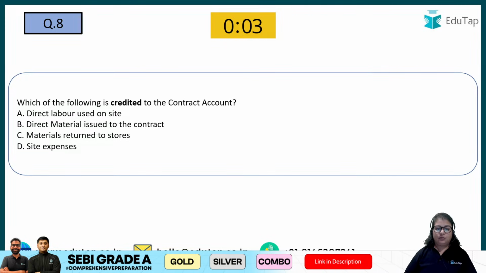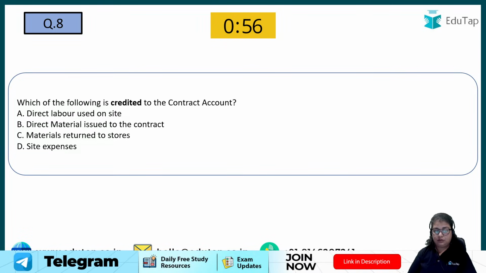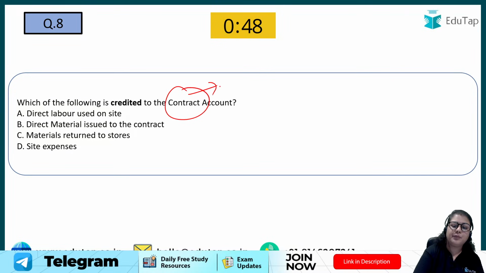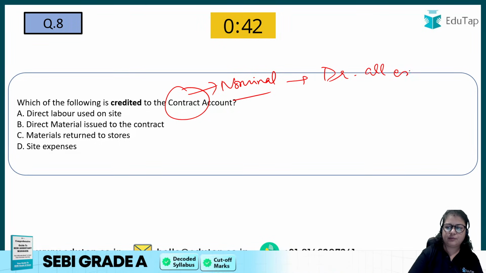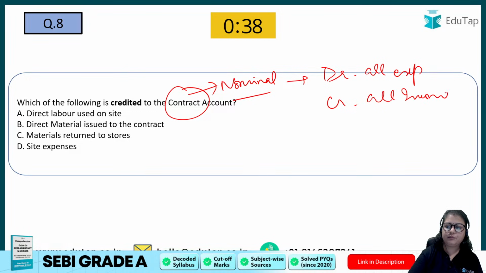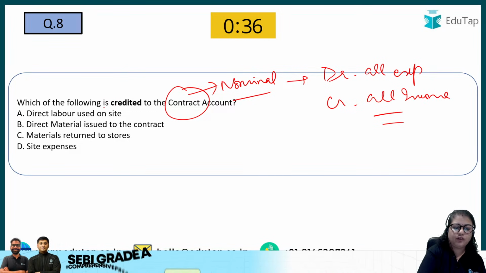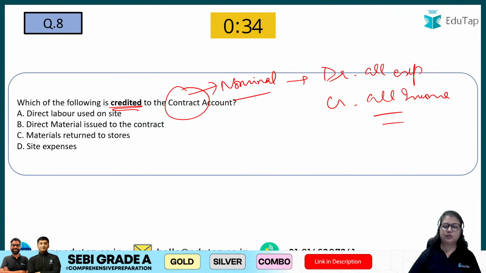Now, which of the following is credited to the contract account? Now, what is a contract account? Basically, in contract costing, we make contract accounts, and in the contract account, we say it is a nominal account also. So, it is a type of nominal account where we debit all the expenses and we credit all incomes and gains. But here, they are asking which of the following is credited to the contract account.